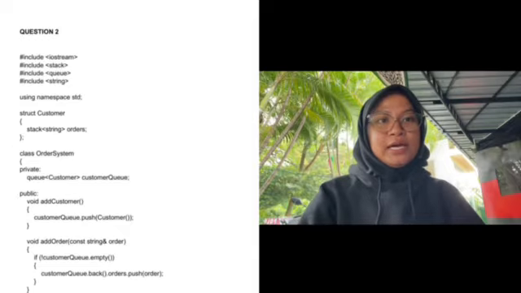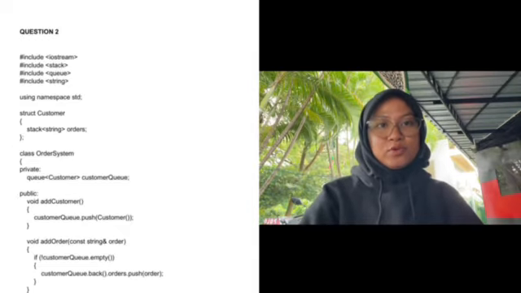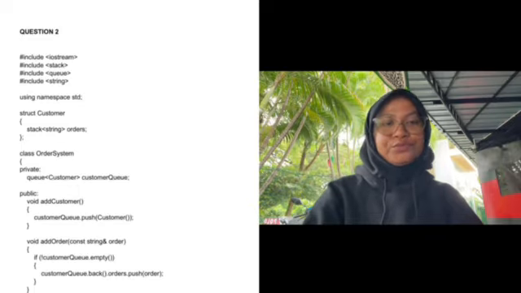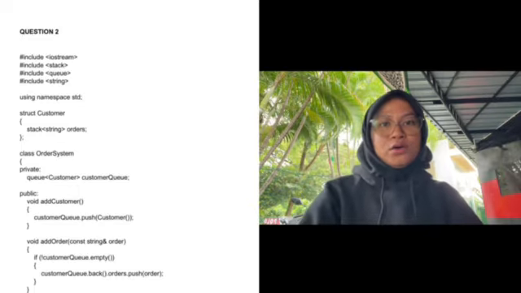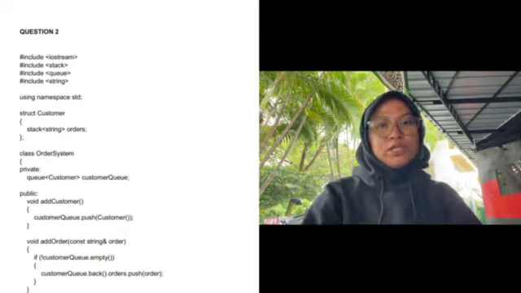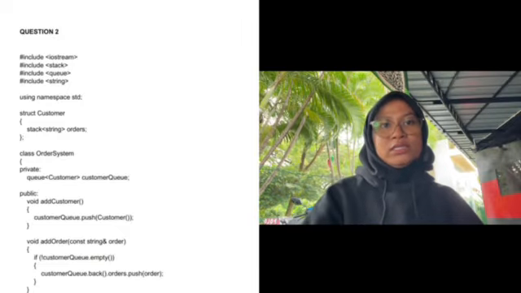Hello everyone, today I will be explaining a C++ program that I created to solve question 2. For a food order system, in this task we are asked how to handle orders in a restaurant where orders are processed on a first in first out, or FIFO, basis.